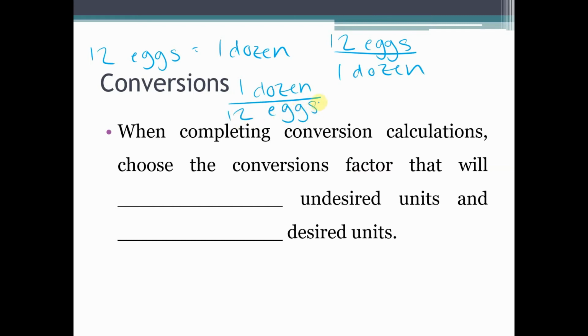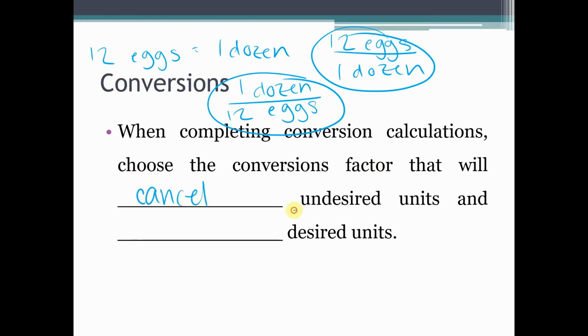So we're going to be using these fractions, we're going to be multiplying with them. You need to know how to decide whether you want to use this one or this one. And in order to decide, you're going to choose the conversion factor that will cancel your undesired units, get rid of them, and it will leave you with your desired units.